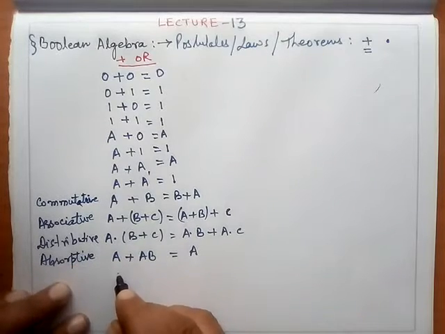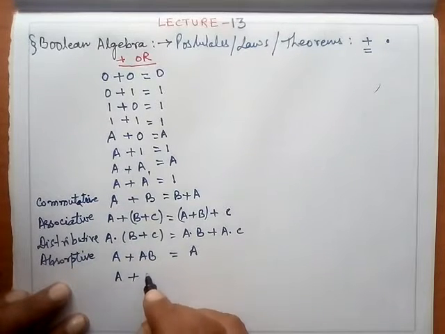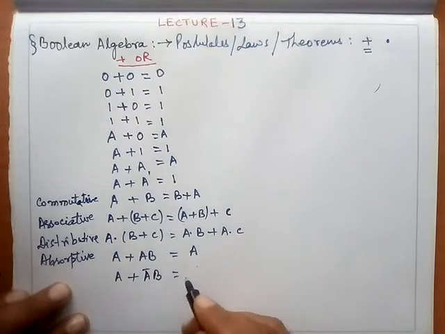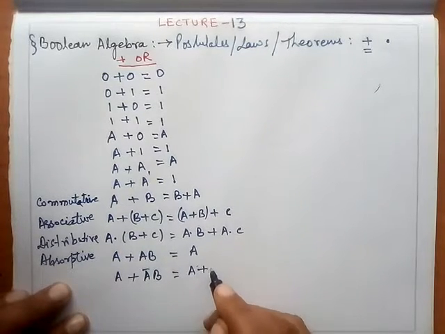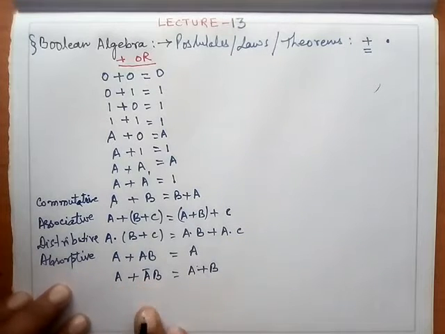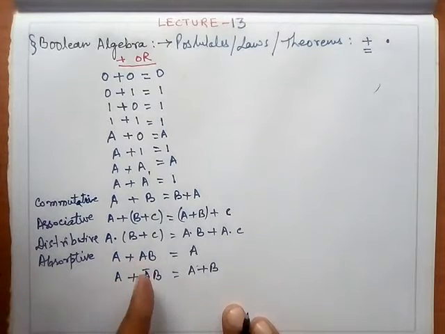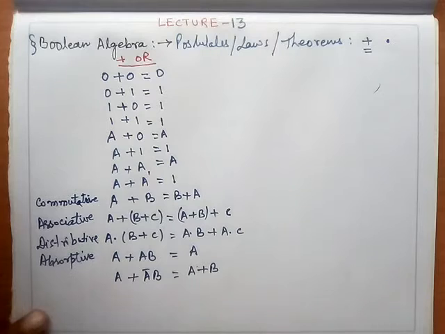Another law that we'll discuss here: A plus A bar B is equal to A plus B. A plus the complement of this, I remove this complement from here and you'll have A plus B. One more very important theorem is called De Morgan's theorem.